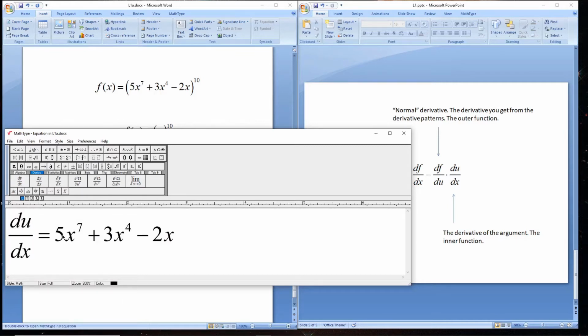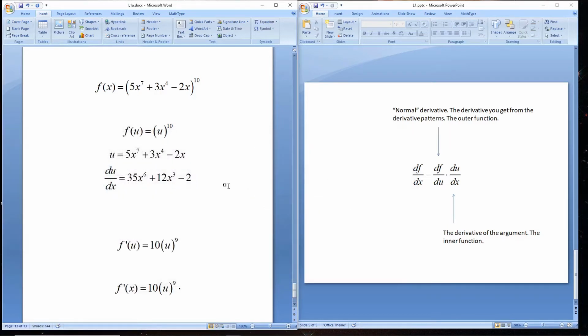So the 7 will drop down and hit the 5 to make that a 35. And we subtract 1 from the 7 to make that a 6. And then the next term, the 4 drops down and hits the 3. So 4 times 3 is 12. And we subtract 1 from 4 to make that a 3. And in minus 2x, the derivative of x is 1. And so that's minus 2.